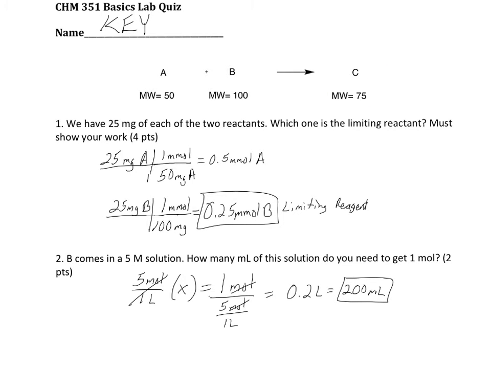The first question asks us, we have 25 milligrams of each of the two reactants. Which one is the limiting reactant? Must show your work. So in this case, you need to convert your milligrams to millimoles to find out which one's the limiting reactant, which is the one with the least amount of millimoles.